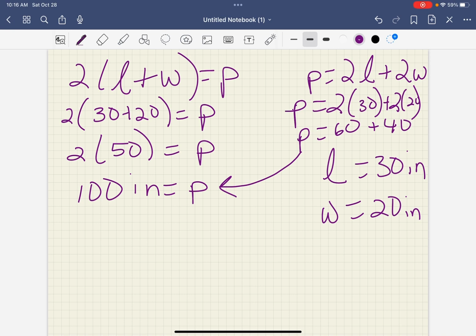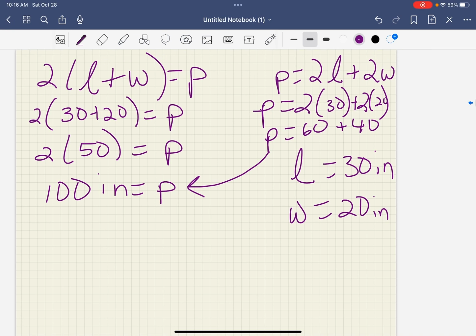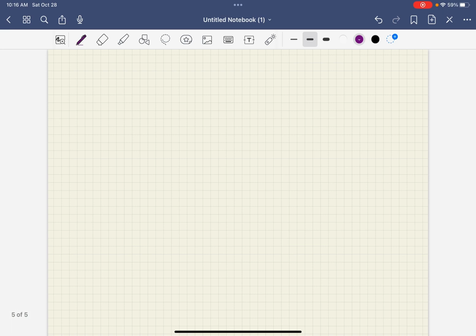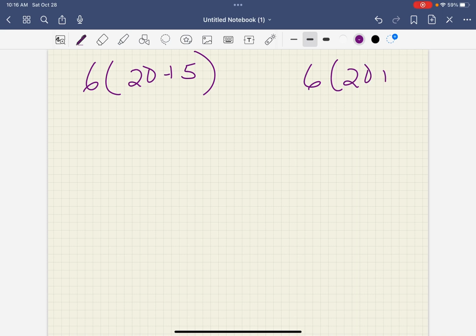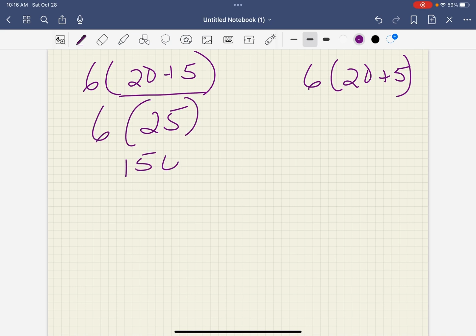Okay, next one. Show 2 ways to simplify this expression. So we have 6 times 20 plus 5. I'll just write it twice because we know we're going to be doing it 2 ways. So here, let's just use order of operations. So this becomes 25, and it's multiplied times 6. So 6 times 25 is 150.